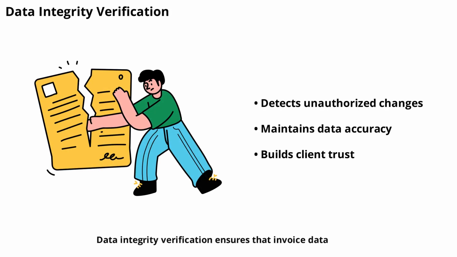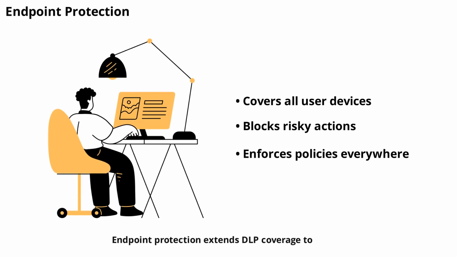Data integrity verification ensures that invoice data remains accurate and unaltered throughout its lifecycle. DLP solutions can use checksums or digital signatures to detect unauthorized changes. This feature is vital for maintaining trust with clients and auditors, as it guarantees that invoices have not been tampered with after creation.